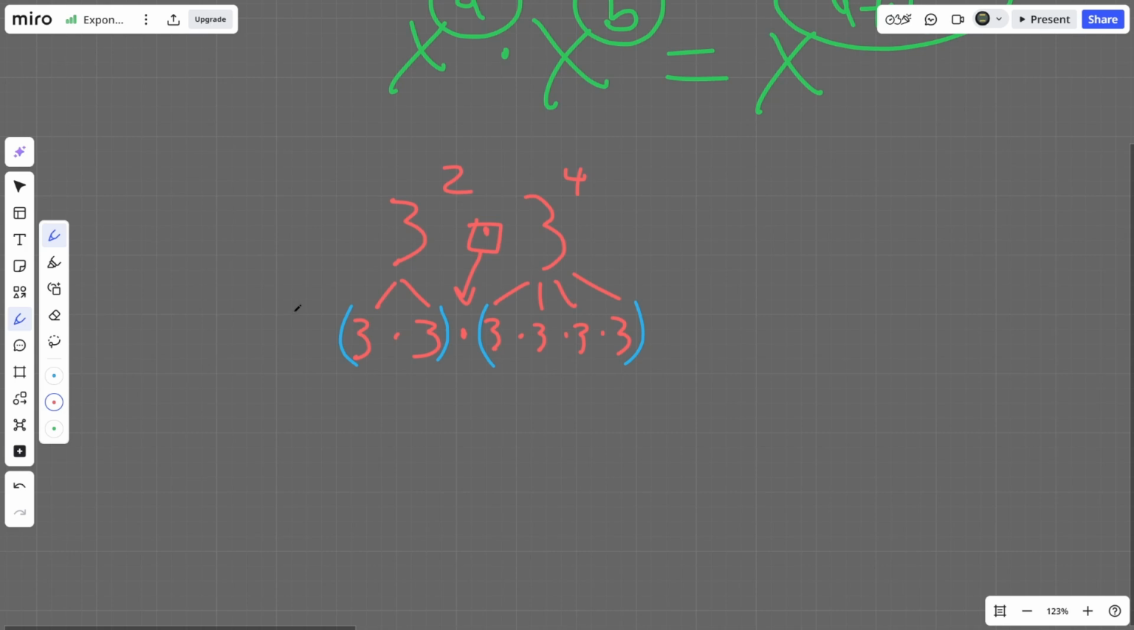How many 3's are there? 1, 2, 3, 4, 5, 6. So this would be 3 to the power of 6. The parentheses here aren't changing anything. It's just a group of 3 6s, 6 3's. So this would just be 3 to the power of 6, which ultimately is, if you want to put it as simply as possible, 2 plus 4. That gets you 6.